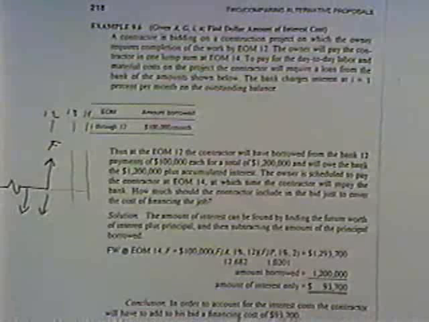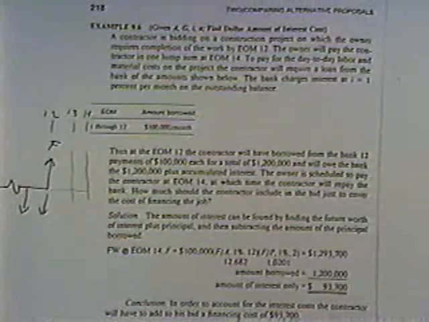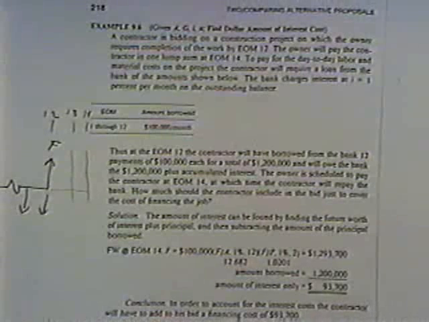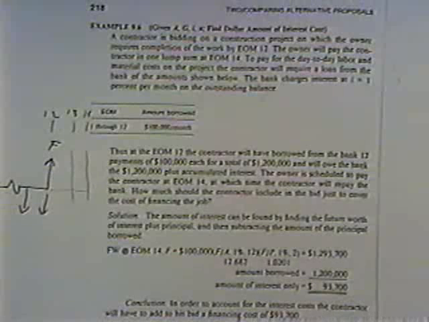So he's going to get a loan from the bank every month of $100,000. So presumably he'll borrow $100,000 at the end of month 1 and pay it out. At the end of month 2 he'll borrow another $100,000. He'll do this through end of month 12. And then he won't get paid until the end of month 14. And so he says, thus at the end of month 12, the contractor will have borrowed from the bank 12 payments, $100,000 each, for a total of $1,200,000, and owe the bank $1,200,000 plus the interest. And the owner is scheduled to pay at the end of month 14, at which time the contractor will pay the bank. How much should the contractor include in the bid just to cover the cost of financing the job?